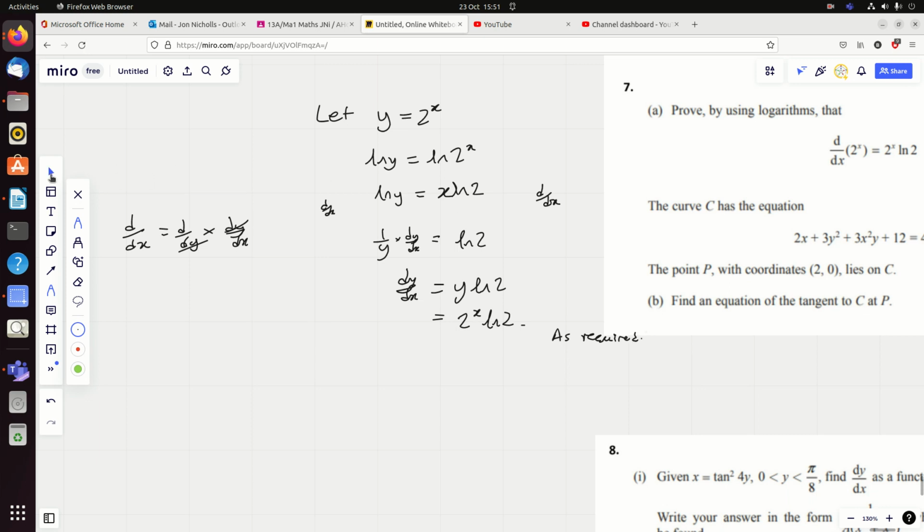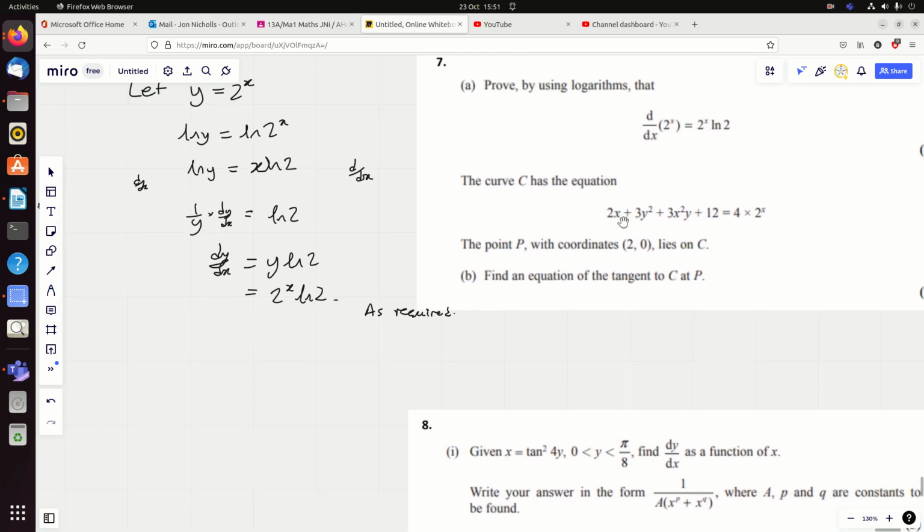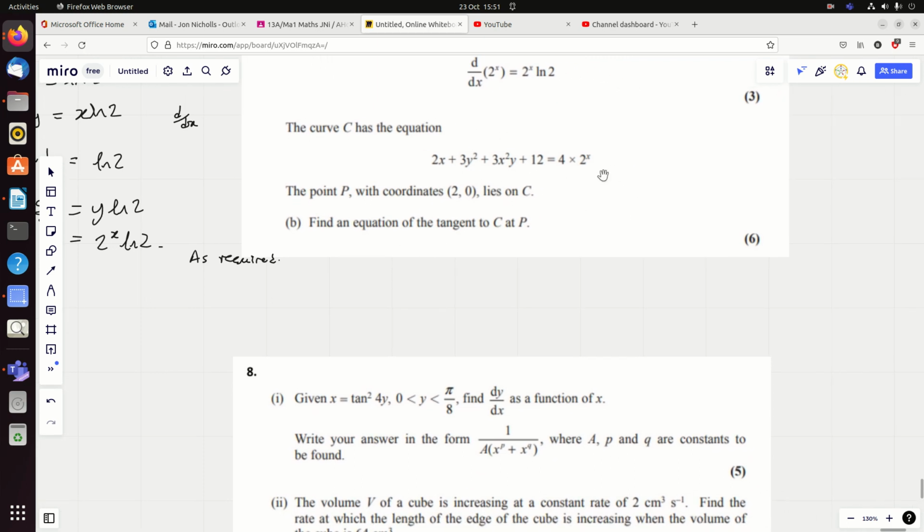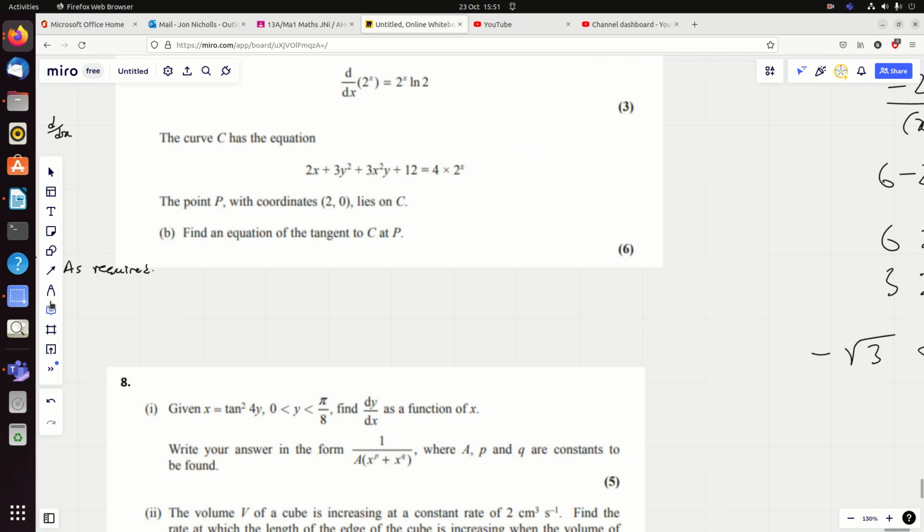And we've proved it. Okay, the curve C has equation there, and it wants us to find the equation of a tangent to C at P. Okay, this looks like quite an ugly one, but we're going to differentiate everything with respect to x.